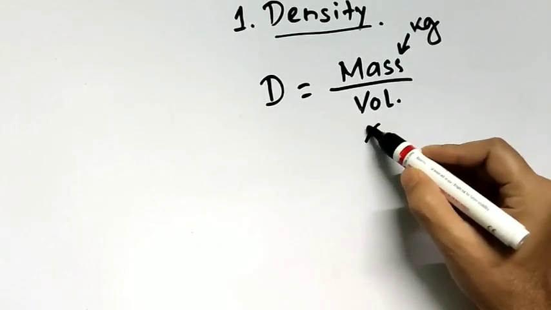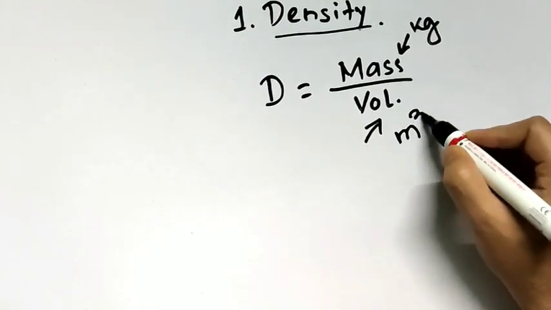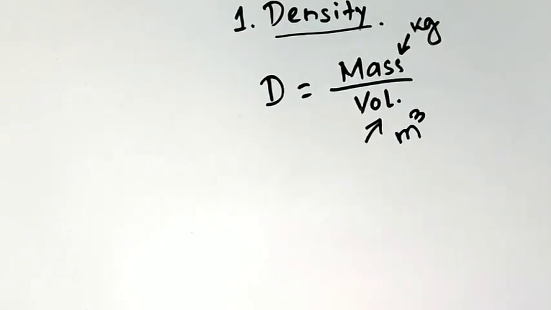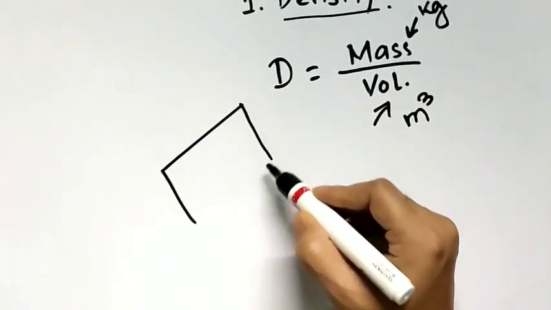Now let's talk about volume. By definition, the amount of space occupied by an object is its volume. Now what will be the SI unit of volume? The SI unit of volume will be meter cube. Now if I ask you how the volume is meter cube for a solid object, then we have to draw a figure. Now let's draw a cuboid.